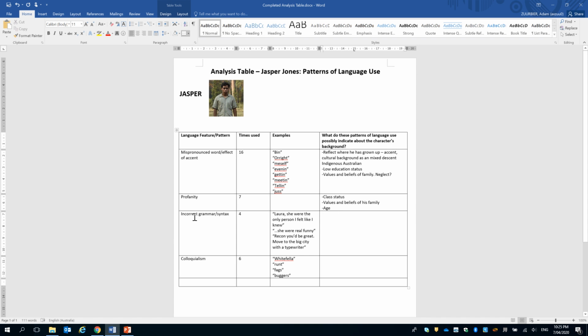Alright, so this one here is incorrect grammar in the syntax. Okay, so that one definitely does reflect his class status. It could also reflect the poor educational opportunities that he has been given, and the fact that he can't correctly compose or order his words or syntax in the right way could impact his poor educational opportunities and low educational status.